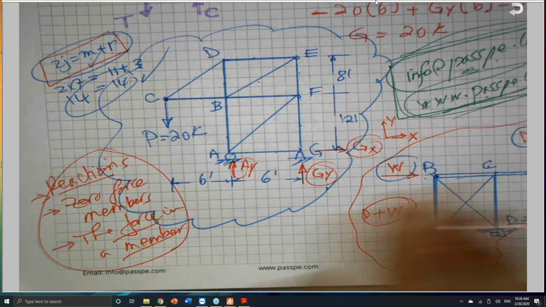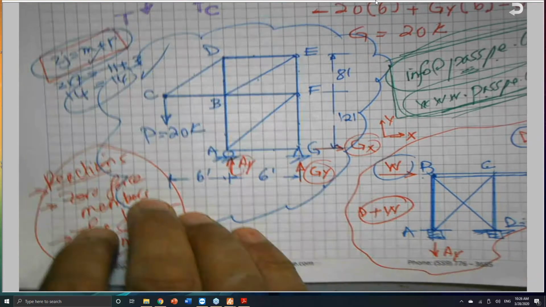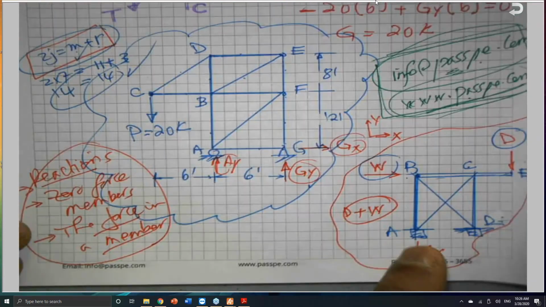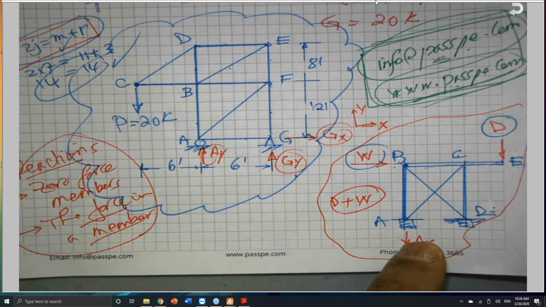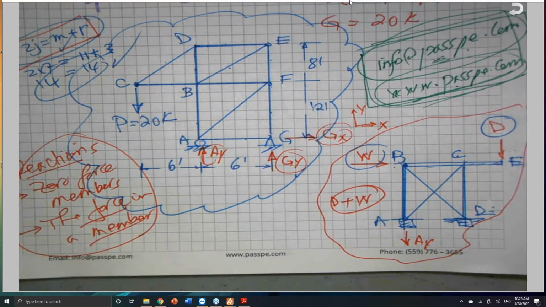We will take a few minutes break and come back, and we'll talk about analysis of trusses, and I will tell you what I suggest as a method to analyze trusses. Okay, and we will continue our discussion shortly.